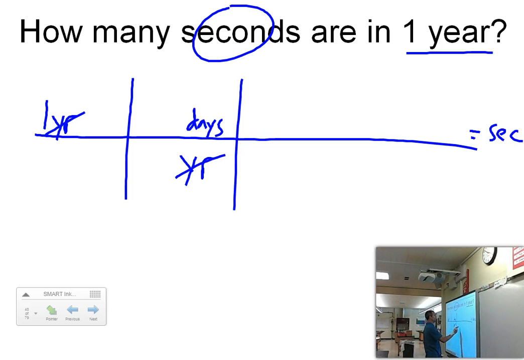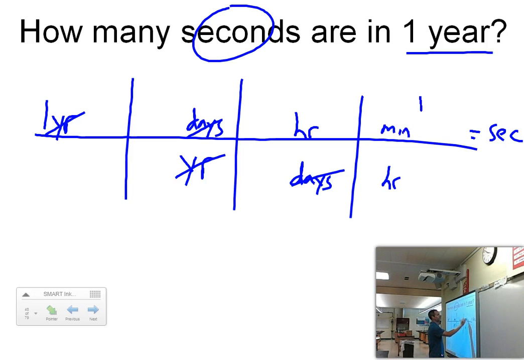But I probably do know how many hours are in a day, right? 24 hours in a day. And hours aren't seconds. Let's get rid of hours. Hours down here, I probably know how many minutes are in an hour. You can tell we're getting closer. And then last but not least, minutes and seconds. Okay, so that was 1, 2, 3, that was 4 steps.